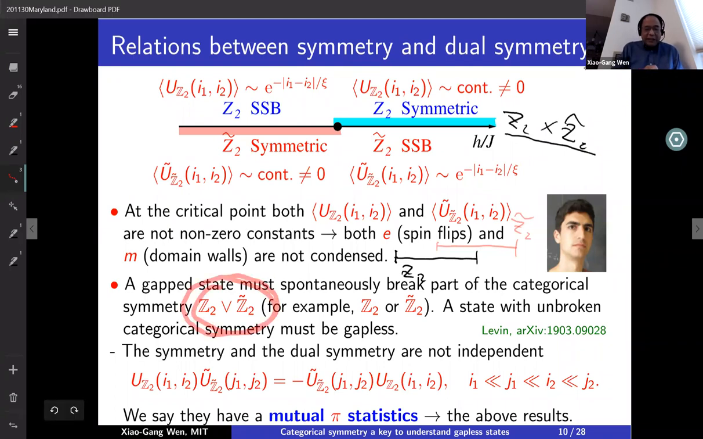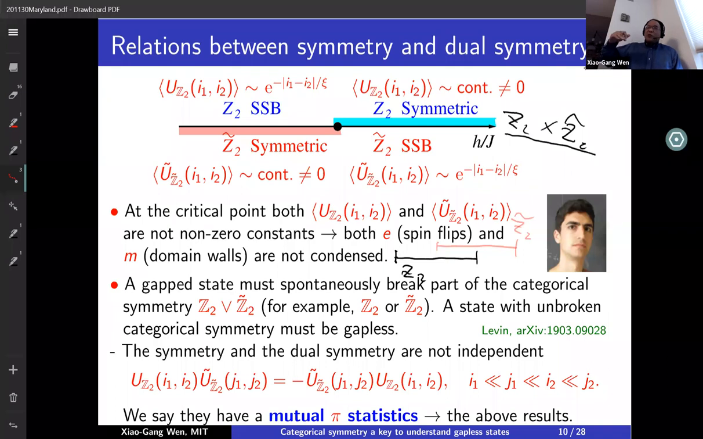So this is like a completion of the symmetry. The symmetry is degenerate. You can do the modular extension to complete it. And the complete one is the categorical symmetry. So that's another way to look at categorical symmetry.